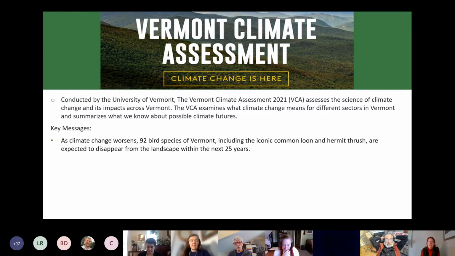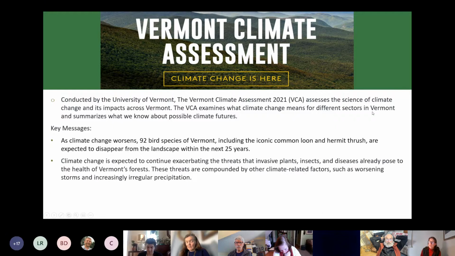Their first message is, as climate change worsens, 92 bird species, including the iconic loon and hermit thrush, are expected to disappear within the next 25 years. Climate change is expected to continue to exacerbate the threats that invasive plants, insects, and disease already pose to the health of Vermont's forests. And this is really compounded by other climate-related factors such as worsening storms, irregular precipitation, and drought.